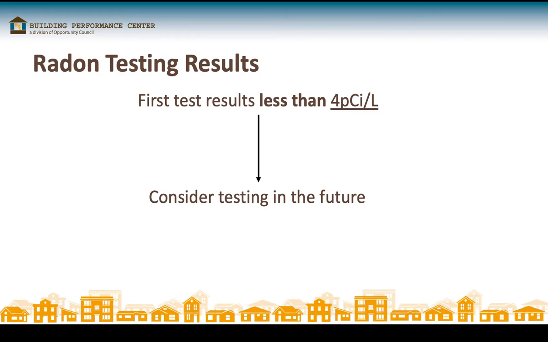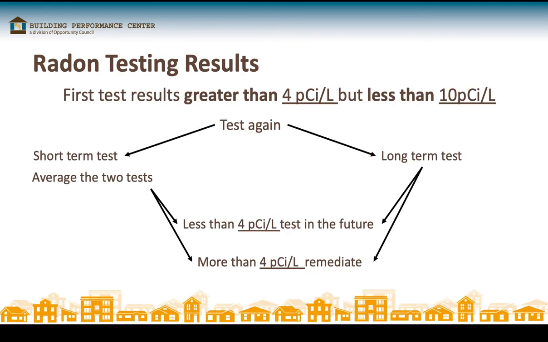All right. Now, let's look at another flow chart here. It says the first test results are greater than 4 picocuries per liter, but less than 10 picocuries per liter.